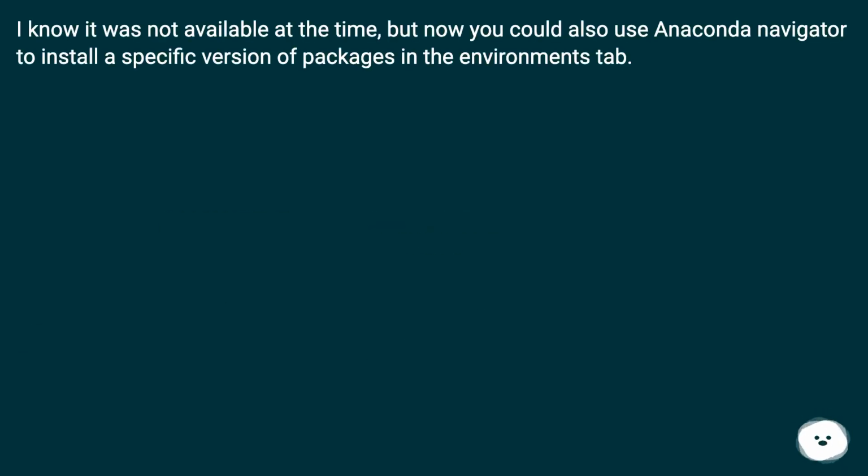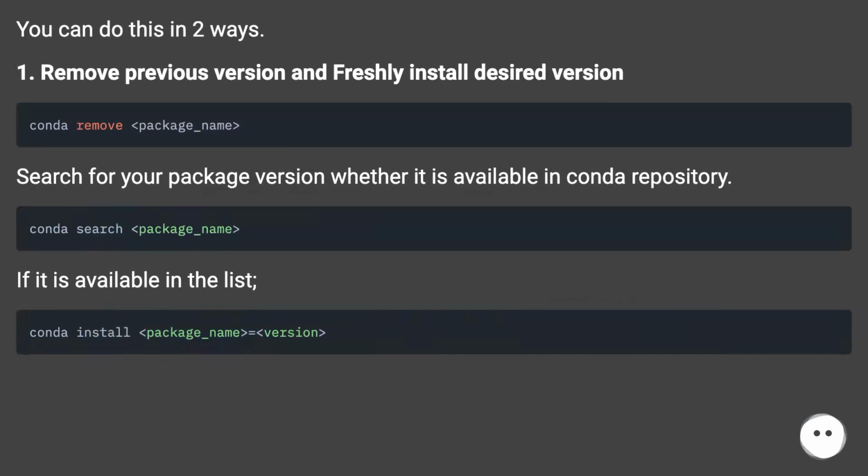I know it was not available at the time, but now you could also use Anaconda Navigator to install a specific version of packages in the Environments tab. You can do this in two ways. 1. Remove previous version and freshly install desired version.